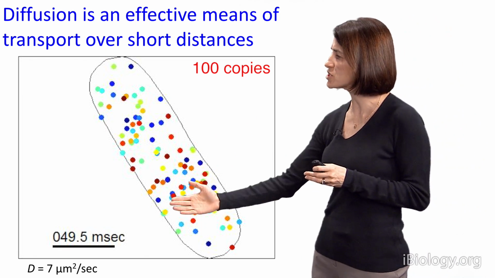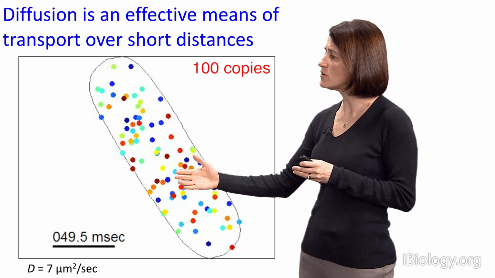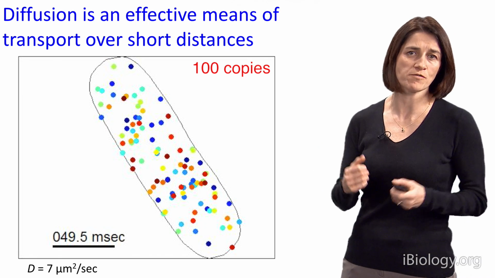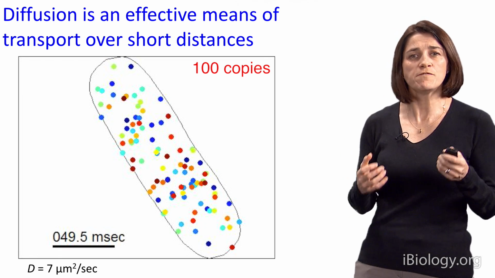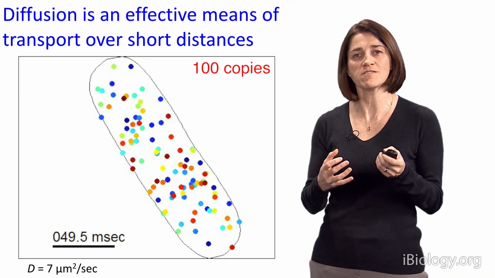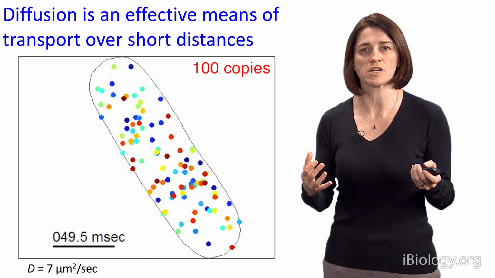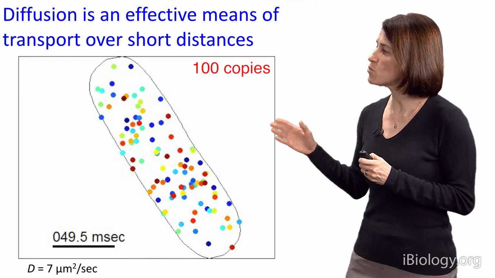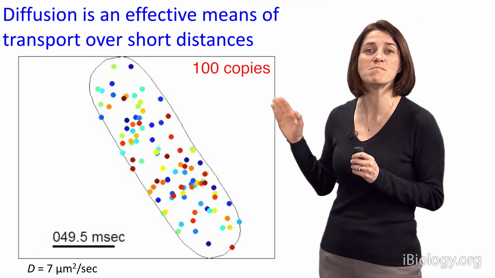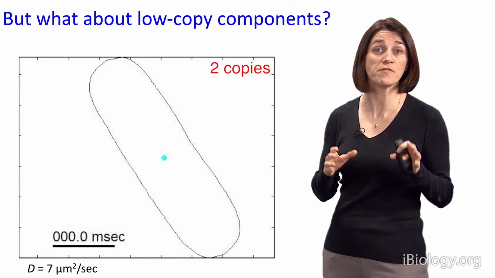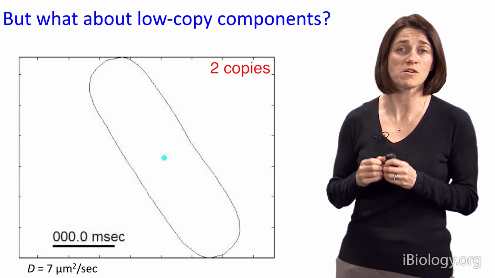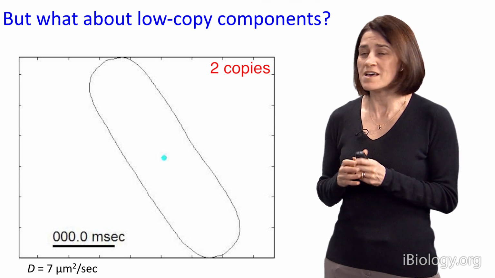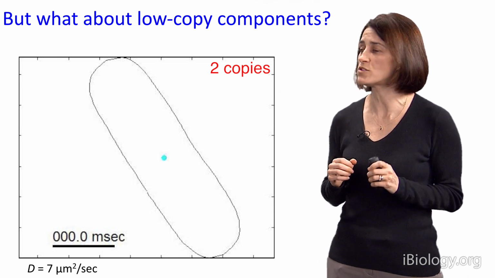So if cell division here happens in the middle, each daughter cell is going to get its fair share of about half of the copies. And so diffusion alone is going to be an effective means for equipartitioning of many cellular components in bacterial cells. So that works well if the cellular component is in many copies. But if you have very few copies of that cellular component, and there are many components in the cytoplasm that are in few copies, now random distribution is not going to work as well.